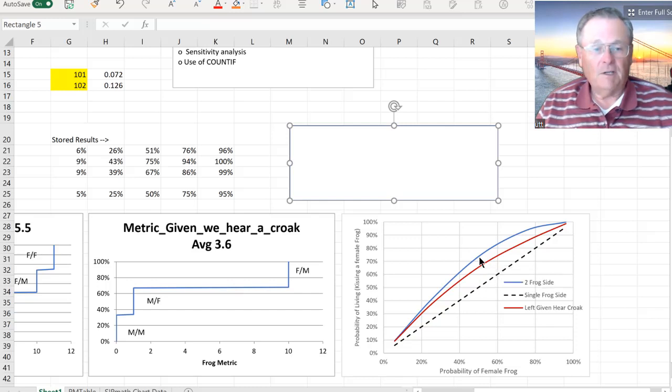Another sensitivity is, what if there was a probability that the frog croaked? Or how does the chance that you might hear 2 croaks impact your decision? So these are things that can be studied with the simulation model pretty easily, whereas it becomes a little bit more complicated when trying to solve this in closed form solution.